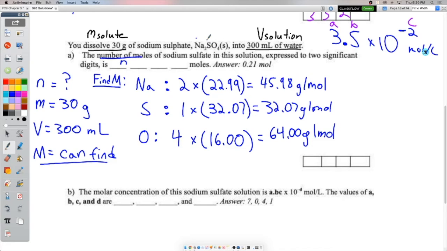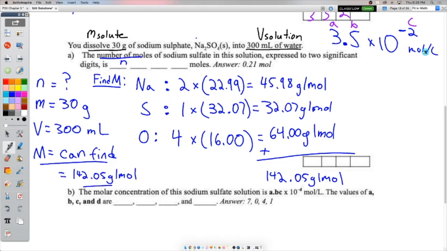But we want to know the total molar mass. So how do we get it? Well, just add up what they all contributed. Literally just take all 3 of those numbers and add them up. And when I did it, I got 142.05 grams per mole. Now, that's not our final answer. Remember, this is M, the molar mass, M equals 142.05 grams per mole. Okay, now what can we do?